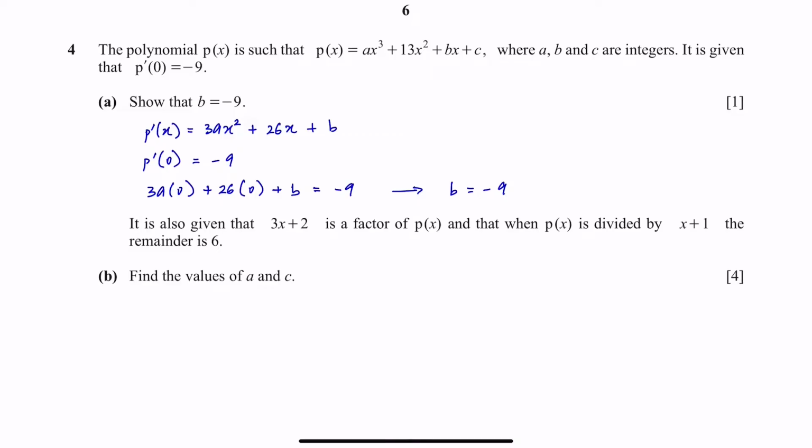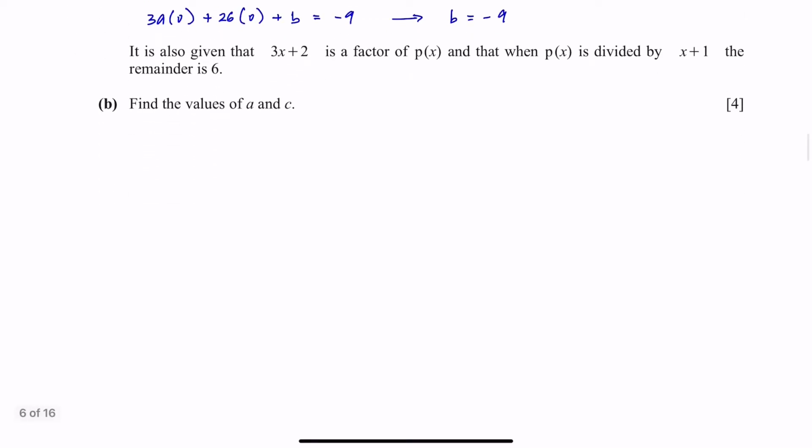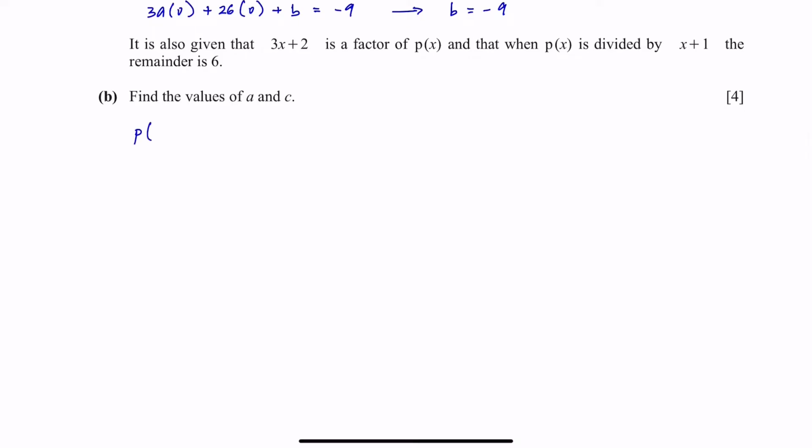And for part B, it's given that 3x plus 2 is a factor of p(x), and that when p(x) is divided by x plus 1, its remainder is 6. So we need to find the values of a and c. First, we have p of negative 2 over 3 will give us 0 because it's a factor of the expression.